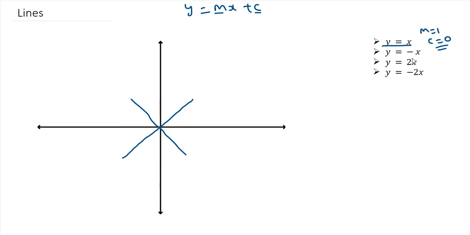Now let's see what will happen if we increase the slope of the line. So here the slope was equal to 1. If we make the slope equal to 2, the equation will become y equal to 2x. So the graph for this equation, y equal to 2x, will look something like this. The line will become a lot steeper. It will move towards the y-axis. Similarly, the graph for y equal to minus 2x will also become a bit steeper and it will move towards the y-axis. So this is how these four graphs will look.